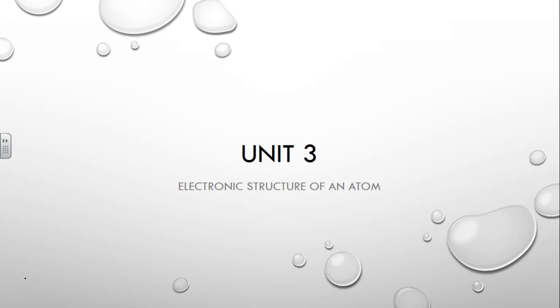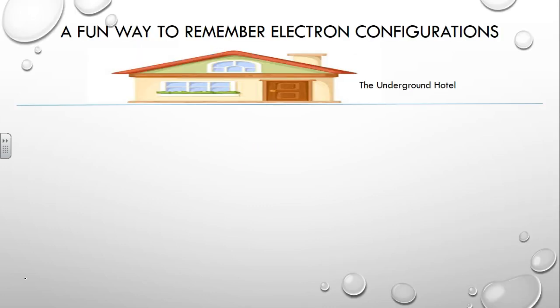Hey everybody, welcome back to another video on Unit 3, and kind of a departure from what is normal for video lectures. I'm going to try to make determining electron configurations a little easier using a funny way that I've been showing students for a little while now. And this funny way has to do with an underground hotel.